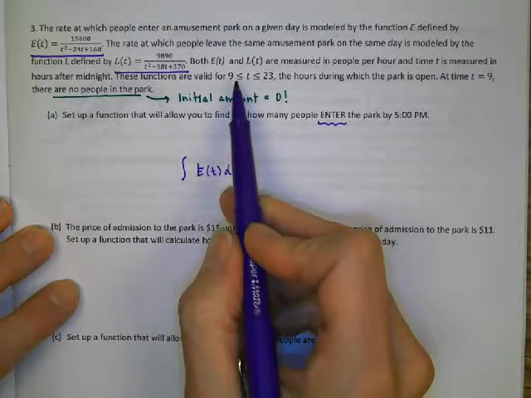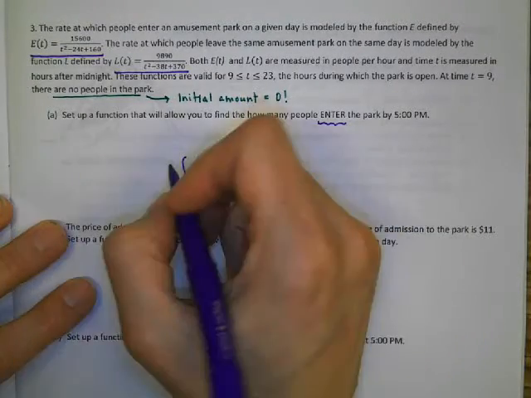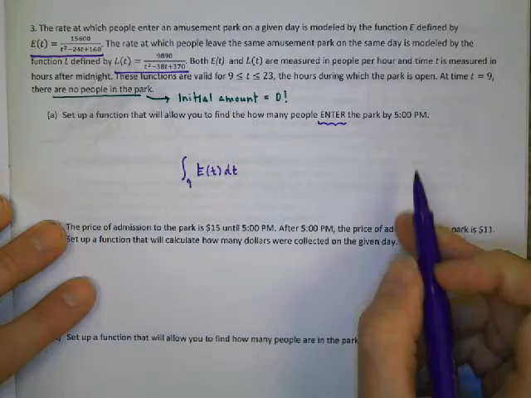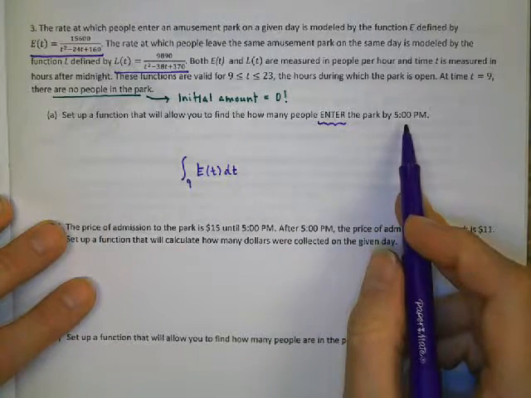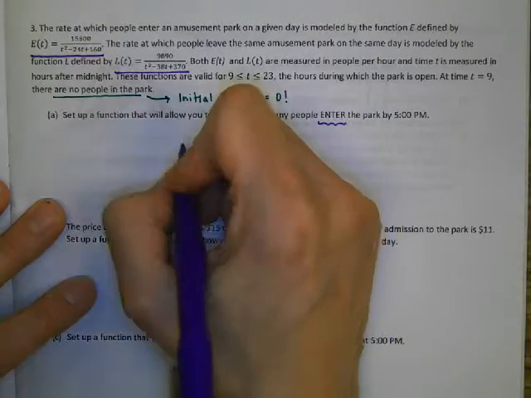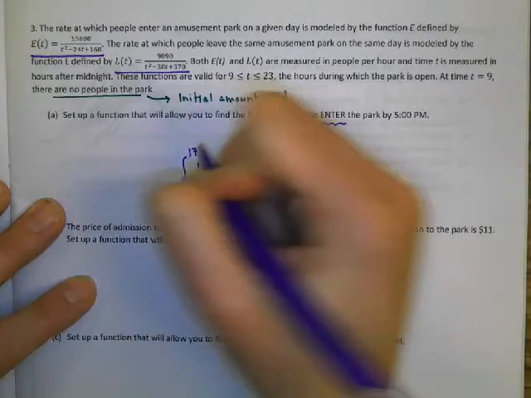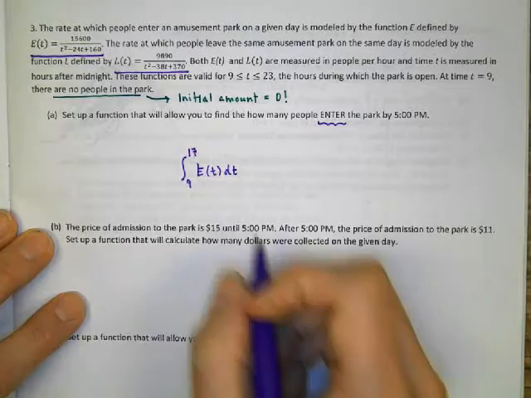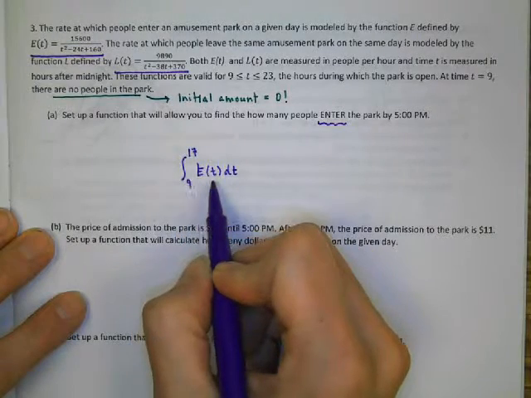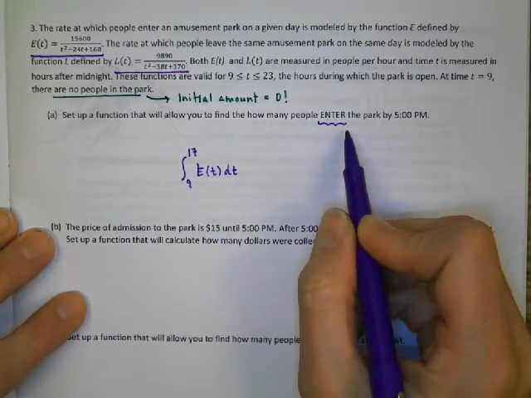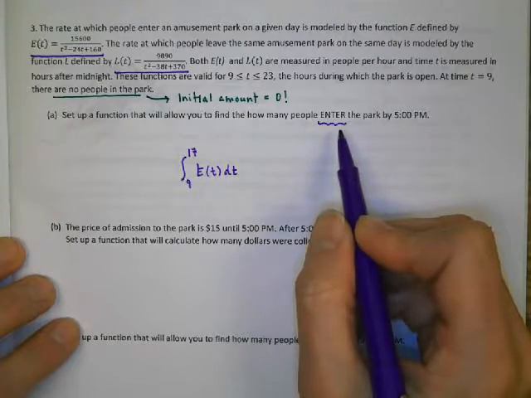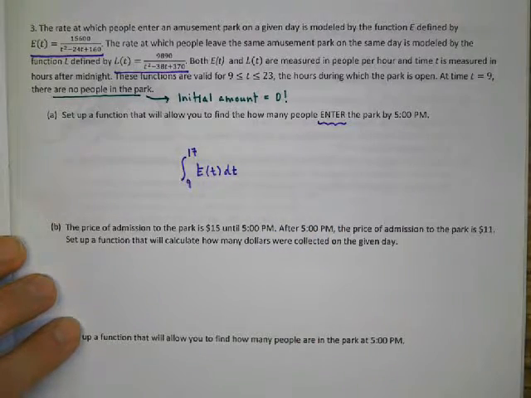Okay, now for my limits. I know my lower limit has to be 9. The park isn't open before then. Now, by 5 o'clock p.m., that's 8 hours later, so that gives me an upper limit of 17. So the integral from 9 to 17 of e of t dt is going to tell me how many people enter the park by 5 p.m.